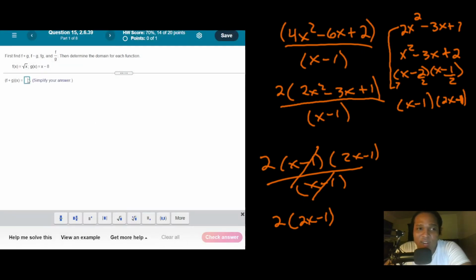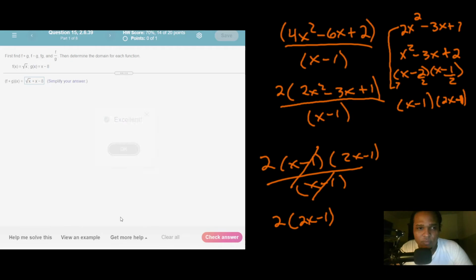All right, the same deal. Let's go ahead and do what they say. We're going to add the functions together, f plus g. So that's the square root of x. And we're going to add, so make sure you hit the arrow to get out of the square root, to get from the inside. And we're going to put x minus 8. There are no like terms here.